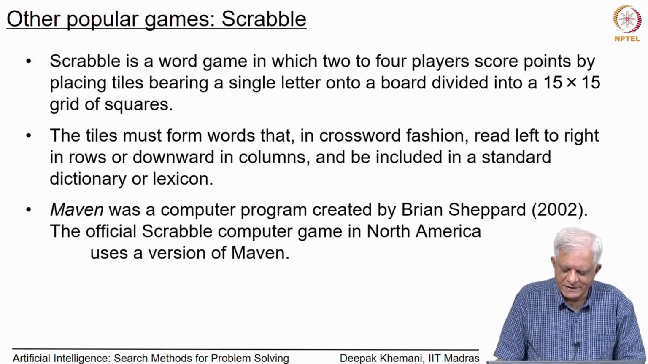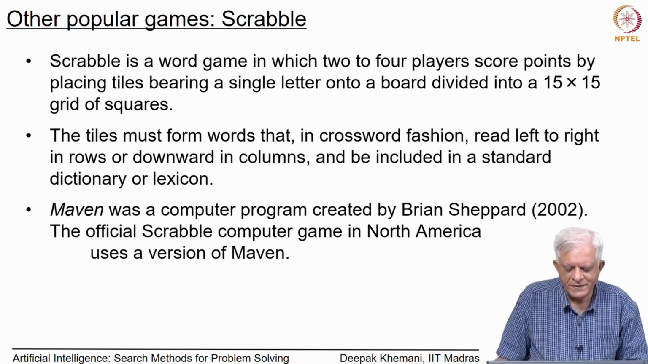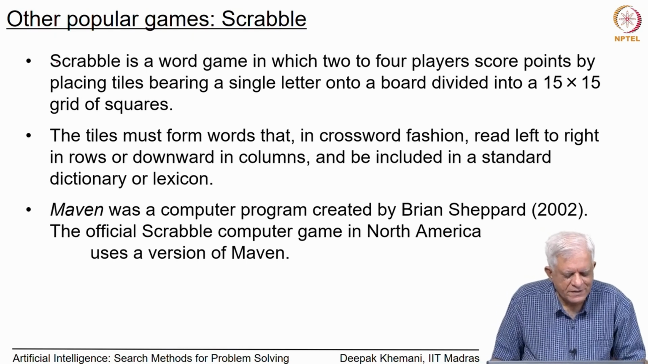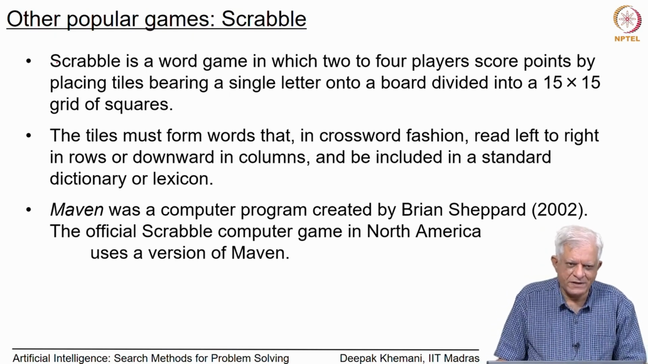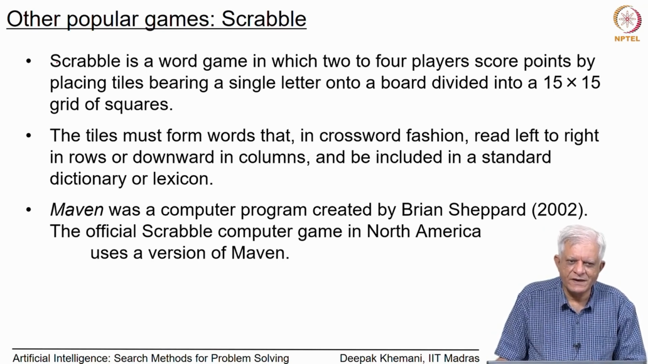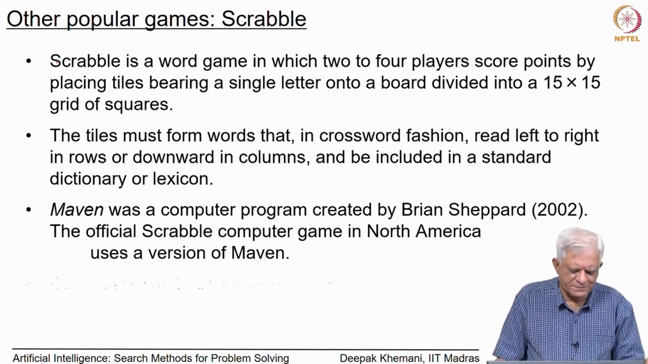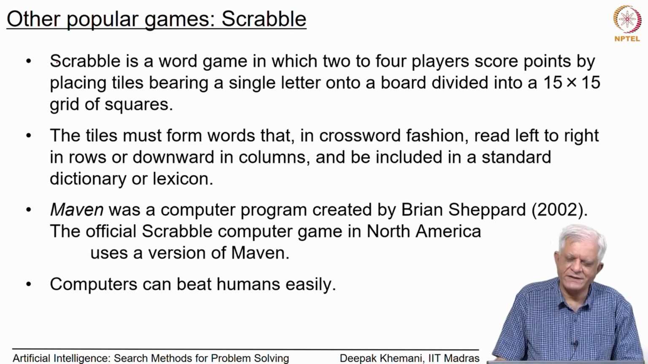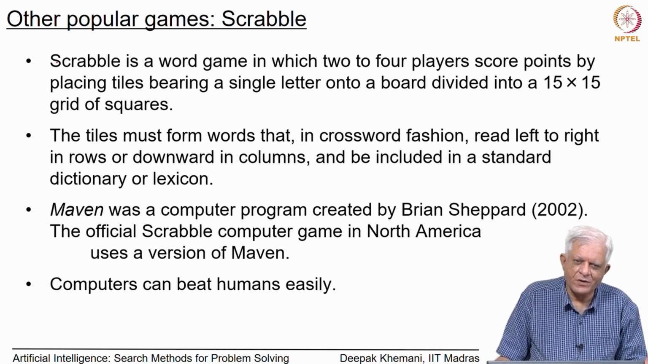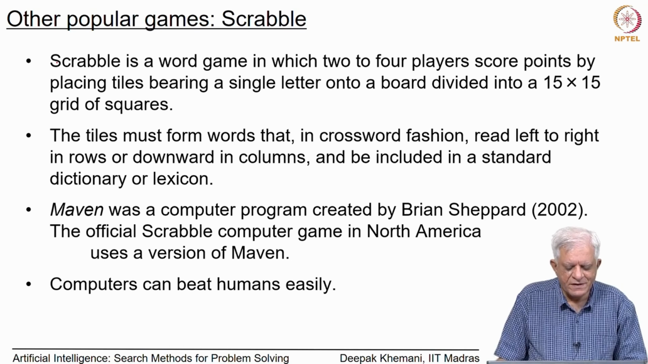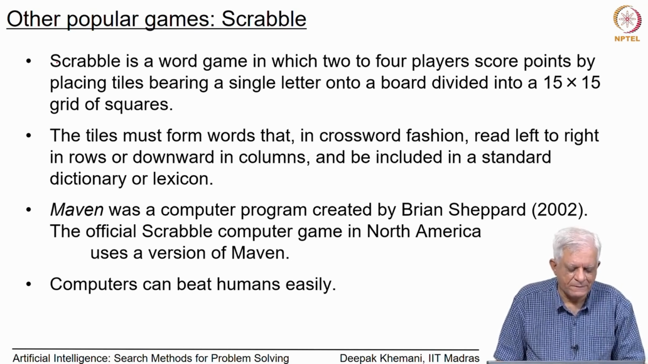The program called Maven, written by Brian Sheppard in 2002, who reported this in his paper, was one of the first to beat humans at the game. You can imagine that computers are good at Scrabble because they have access to a large vocabulary, and they can try out the combinatorial possibilities of which words will give them maximum score, and they can also do a little bit of look ahead. So it is not so surprising that computers can beat us easily in a game like Scrabble, but you can now play Scrabble online against a machine, and it is still a very popular game.